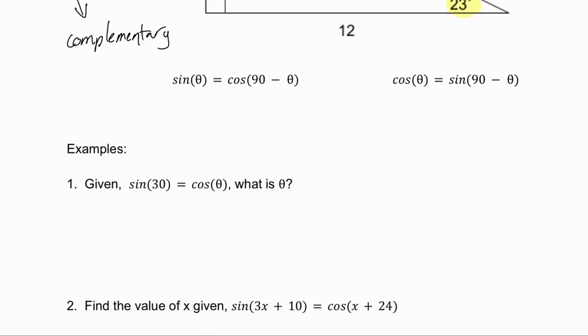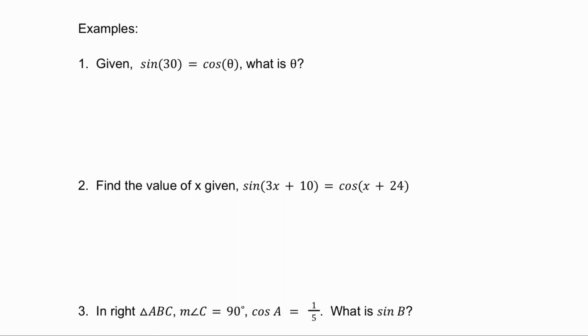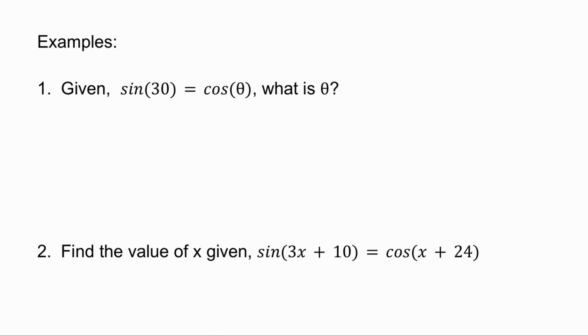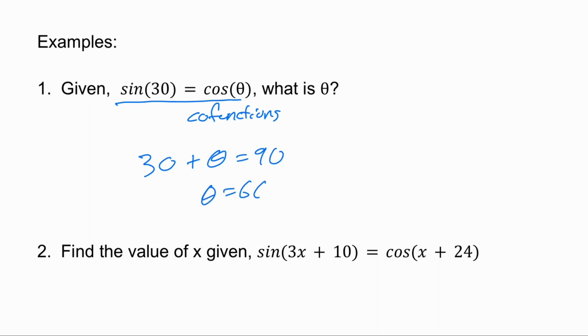All right, so let's take a look at a couple quick examples here. Sometimes you'll just be given a mathematical equation saying the sine of one angle equals the cosine of another. How do we find theta? Since we know that these are cofunctions, for these to be equal, the angles have to add up to 90 degrees. They have to be complements. So 30 plus some angle theta has to equal 90. Subtract the 30 and we end up with theta equals 60 degrees.